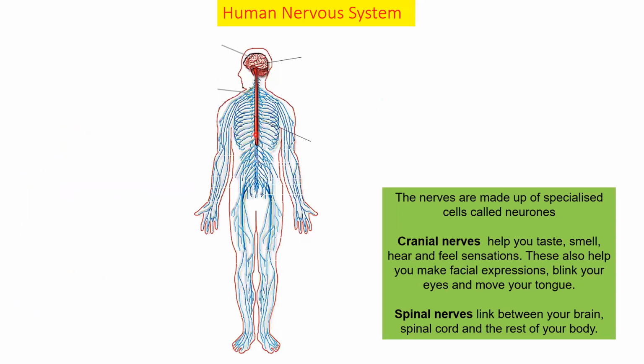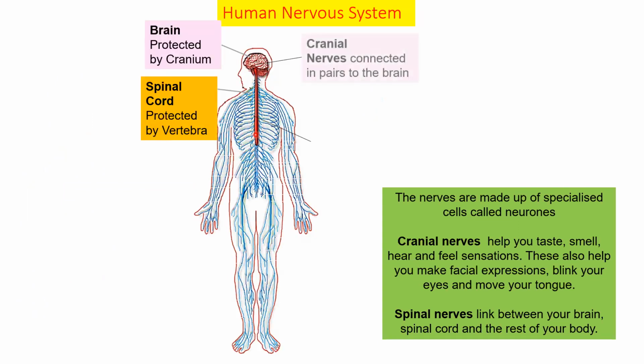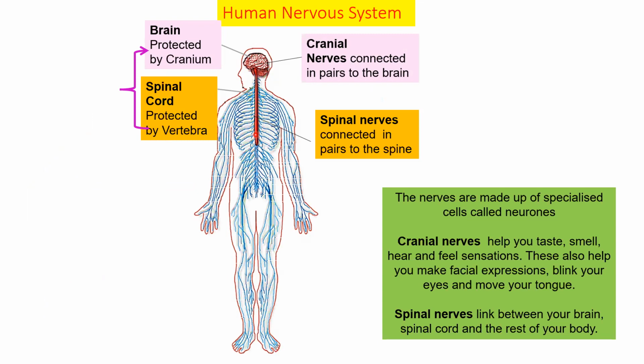Next, the protection of the CNS is very important because these two regions, the brain and the spinal cord, are very soft. So the brain is protected by the cranium and the spinal cord is protected by the vertebrae. And the nerves, the cranial nerves and the spinal nerves, are always in the form of pairs.